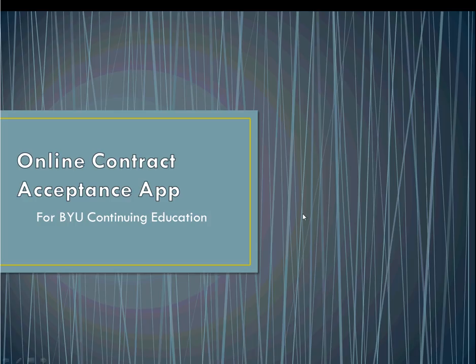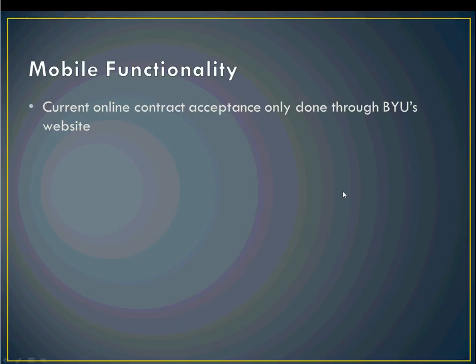Okay, I think I'm just going to go through my presentation here, because I think it will be good practice, and cover everything that needs to be on here. So, my app is the Online Contract Acceptance app. Why am I doing this?